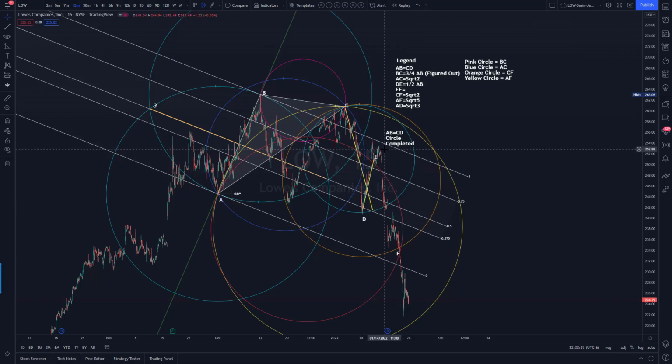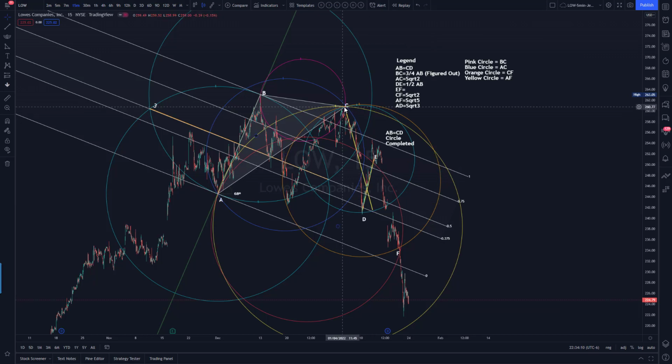So then E to F, right? Jenkins doesn't give us anything for EF, so I'm trying to figure that one out. But he gives us other dimensions like C to F and A to F. Well, okay, C to F is the square root of 2. Our blue circle is AC, which is the square root of 2. So I just cloned that one and got orange. So orange is the square root of 2.